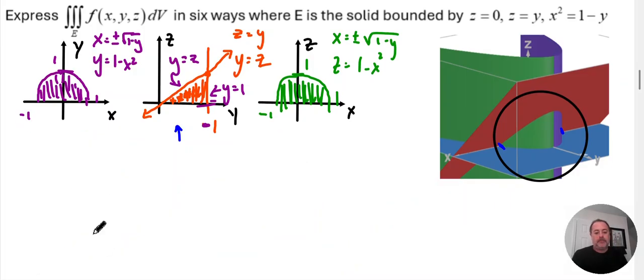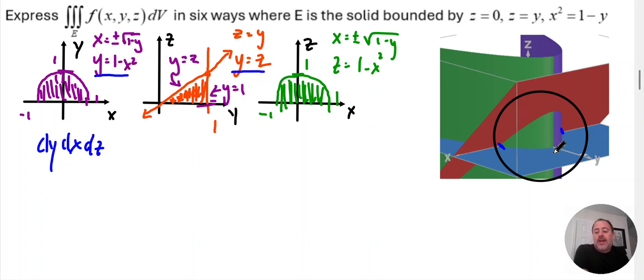All right, guys. So I erased that. I'm going to go ahead and talk about, where is this? Let's go in terms of dy. So let's start with dy first, and then we can do dx, dz, and then we'll do dz, dx. So the first thing we're going to do is look at curves of y. So we have the curve of y equals 1 minus x squared and the curve y equals z.